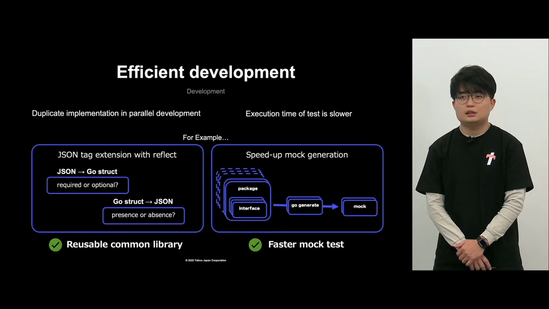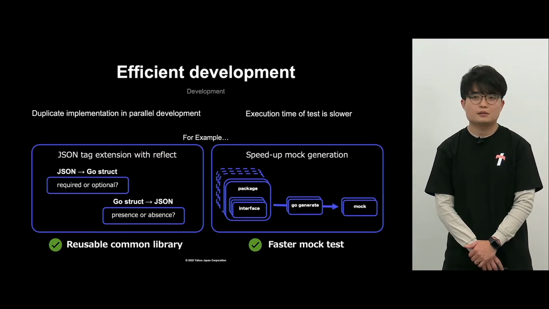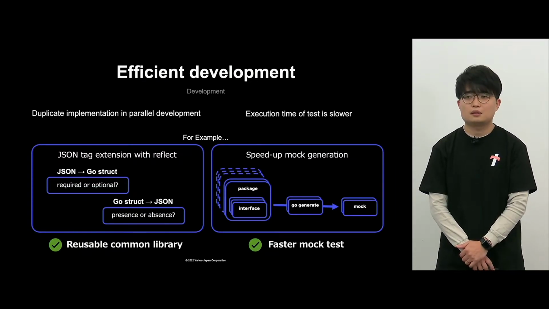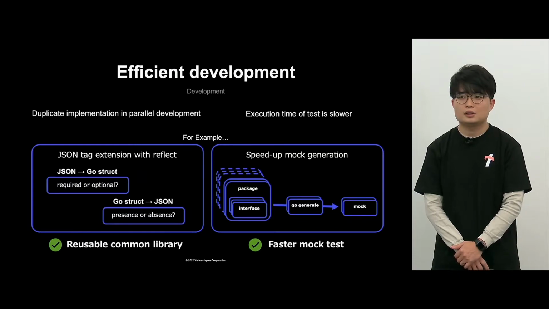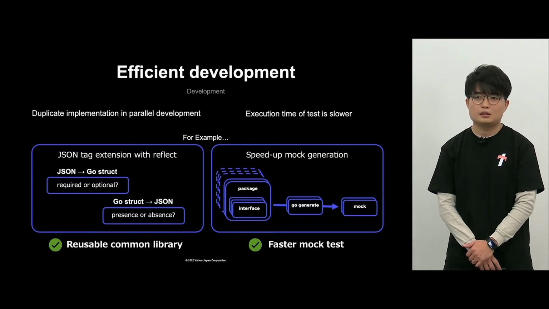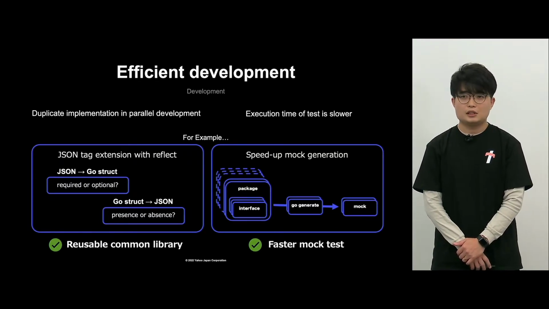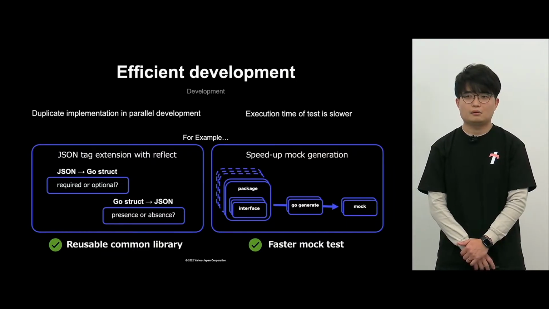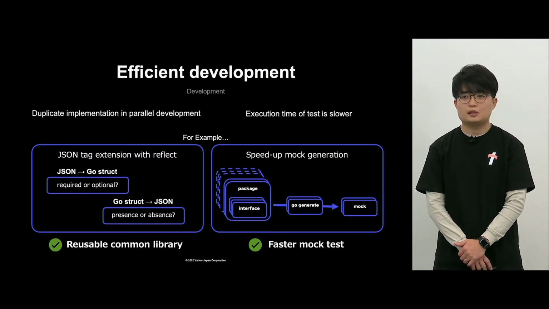Number 2, the second example: clean architecture was adopted. As we developed, the number of interfaces increased. With the increase, test mock creation takes time, so it was becoming inefficient. So by just generating the necessary mocks, we accelerated the speed of mock generation.